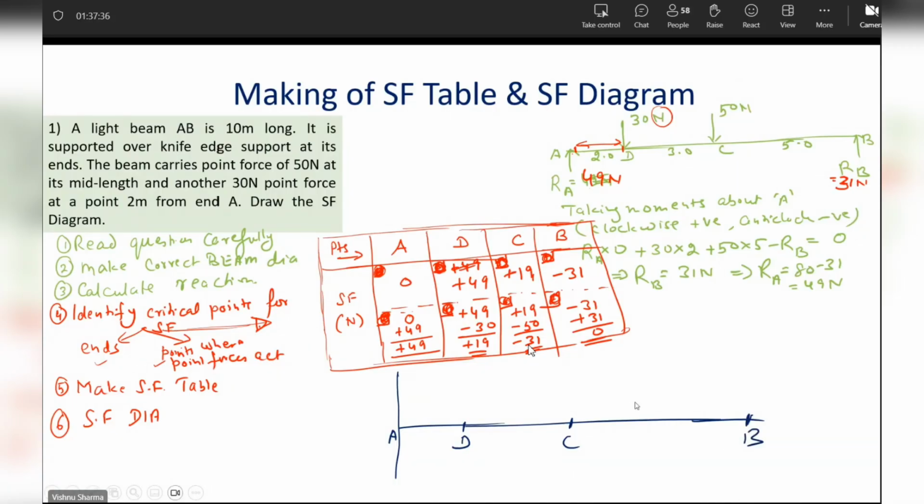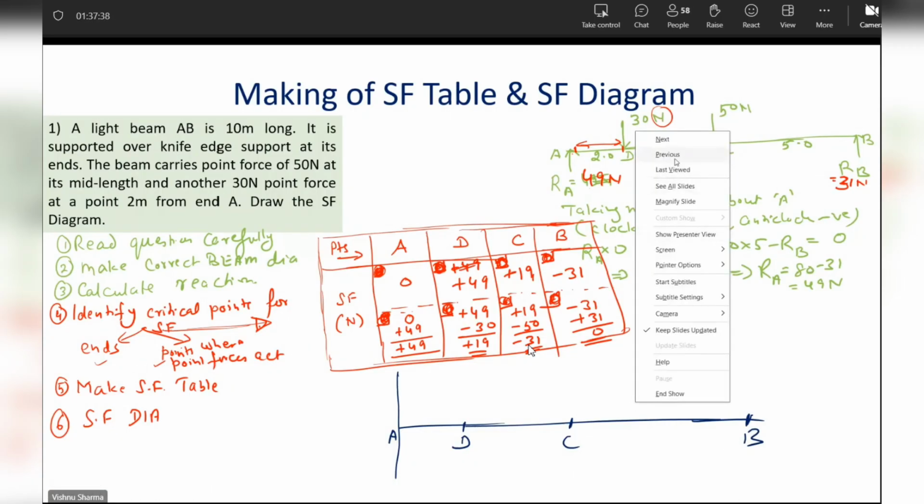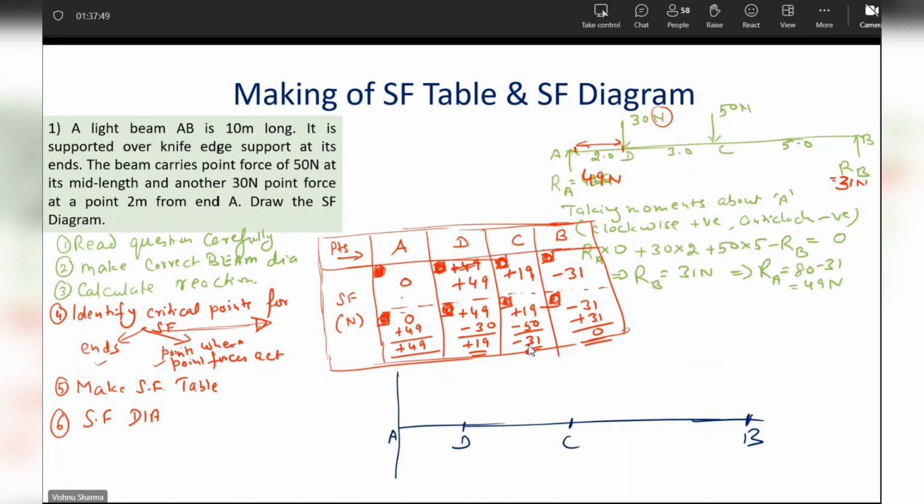Okay, at A, it changed. Now you look at the table. At A, I'm just marking it for explanation purposes. You don't have to do it, your table has to be clean. At A, it changes from 0 to plus 49. This is shearing force in newtons here. Then from here to D, it remains plus 49, you see.